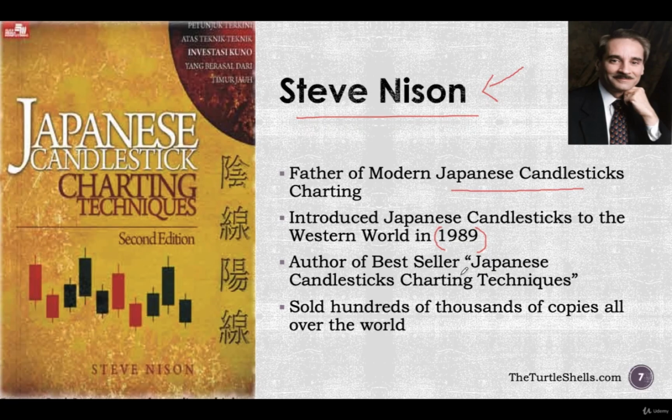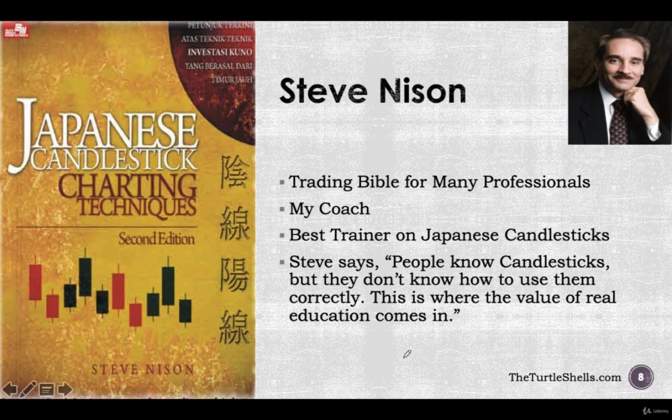He is the author of the bestseller Japanese Candlestick Charting Techniques. Please read that book. It is available on Amazon. This is the best book I would recommend for anyone who is serious about learning how to trade professionally and profitably. It has sold hundreds of thousands of copies all across the world. So it's a very popular book. Any serious trader has read that book. And I myself read this book multiple times. I keep it as a reference book. So if there is any pattern that I do not understand, I go back and look at this book. So for me, this book is like a trading Bible as it is for many other professionals.